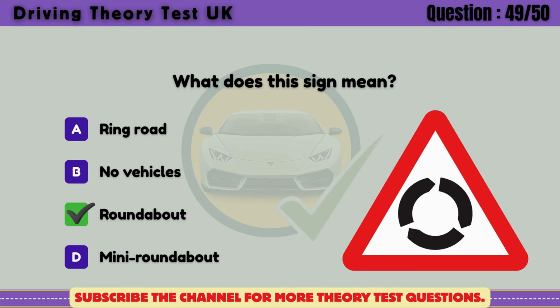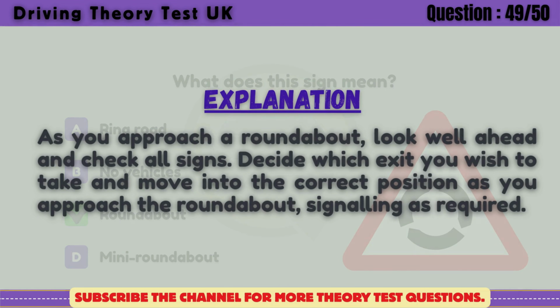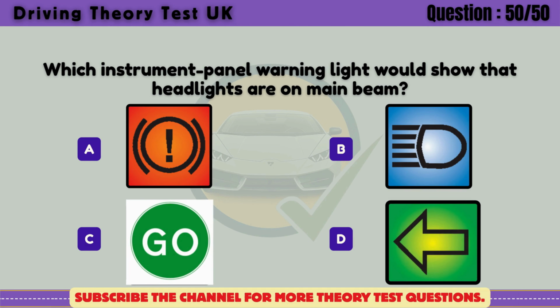Answer is C. Roundabout. As you approach a roundabout, look well ahead and check all signs. Decide which exit you wish to take and move into the correct position as you approach the roundabout, signaling as required. Question 50. Which instrument panel warning light would show that headlights are on main beam?